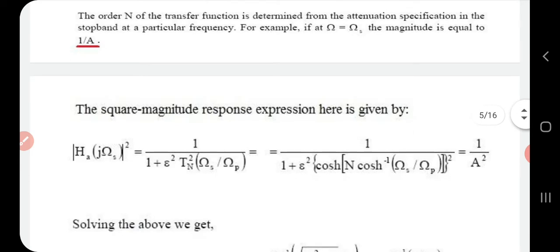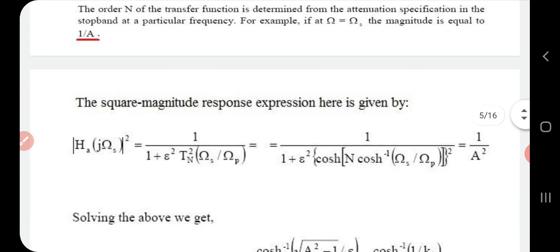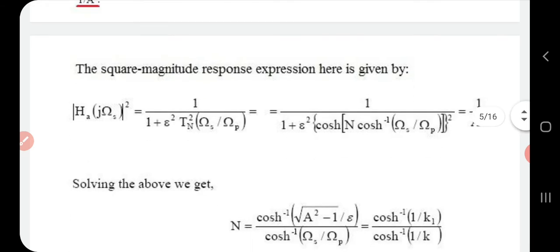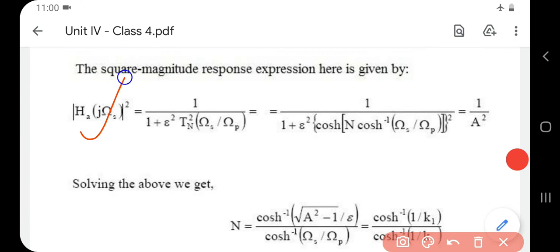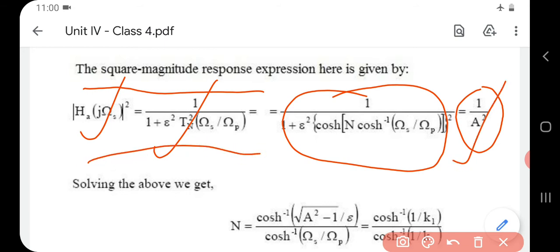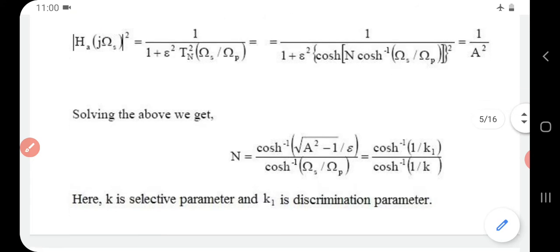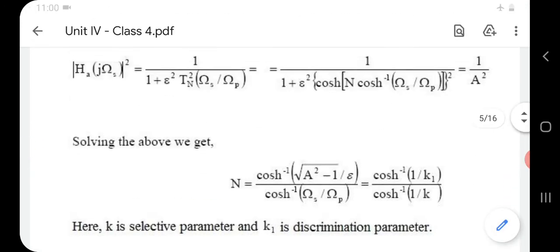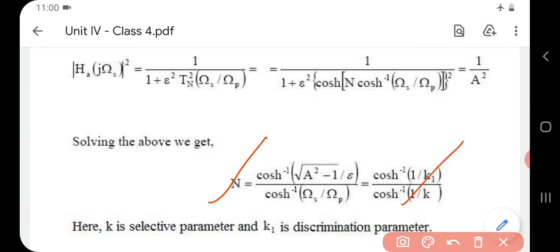See the magnitude response expression, which is similar to that of a transfer function, as I already said before, is given by this expression. You can skip this step and instead directly write 1 by A square, that is the magnitude response for a type 1 Chebyshev filter, given by this one, and finally this step. On solving we get the order of the filter N as this. You can write both these expressions.